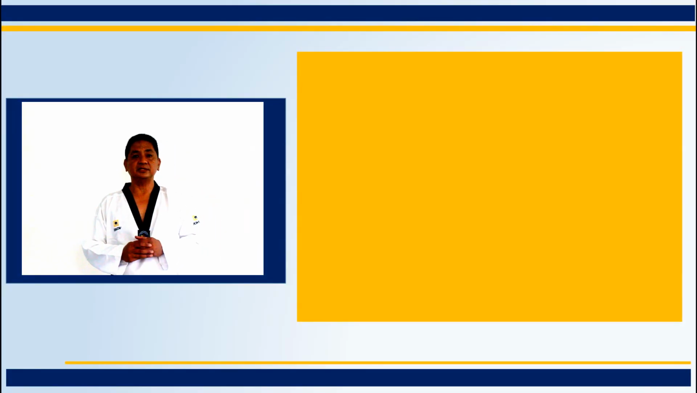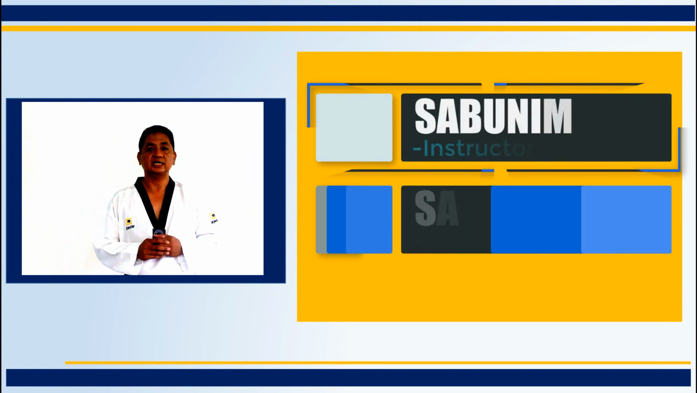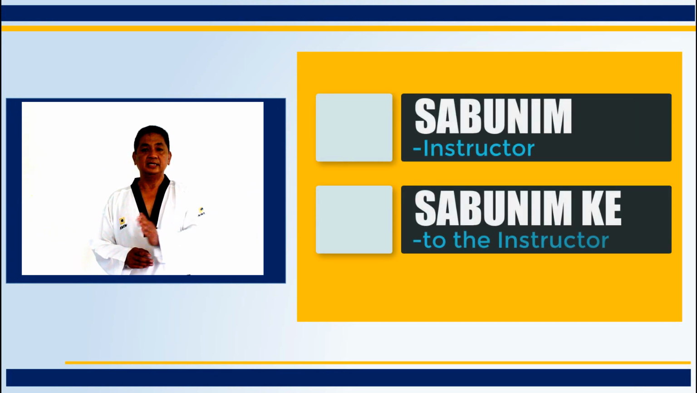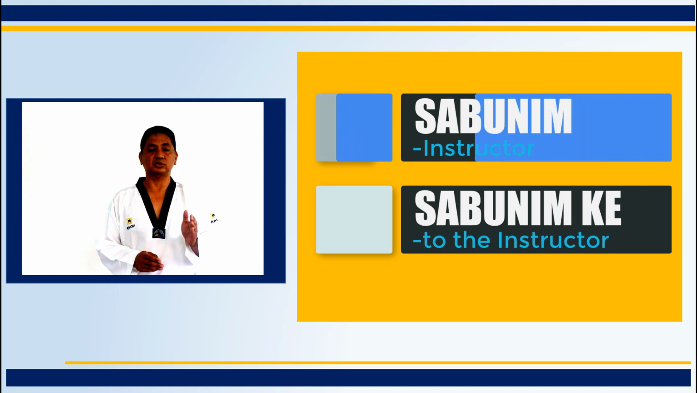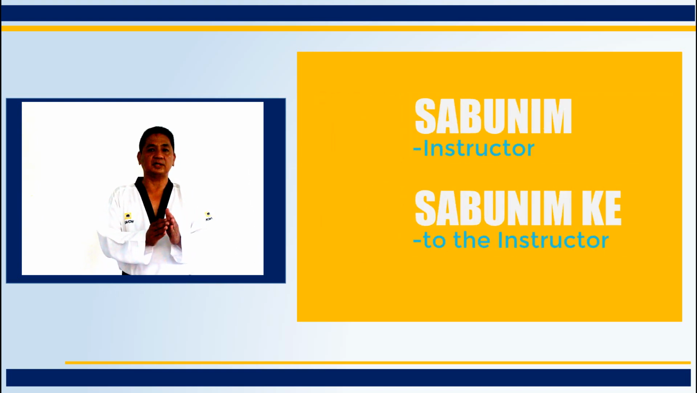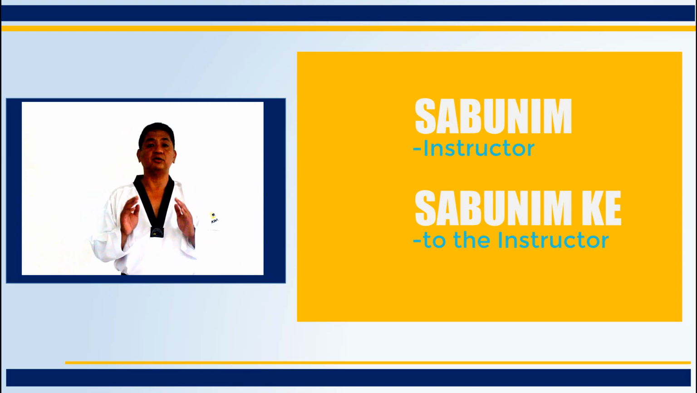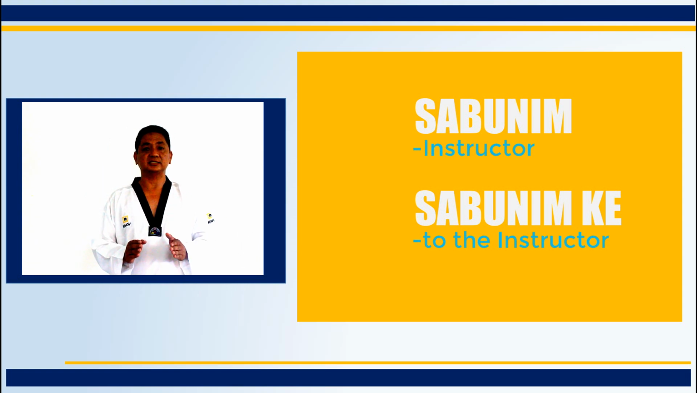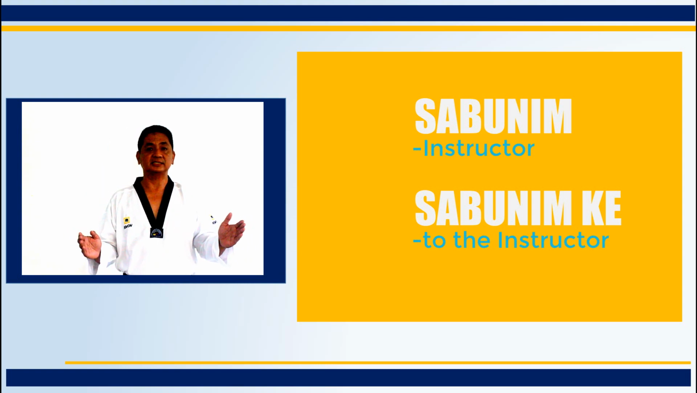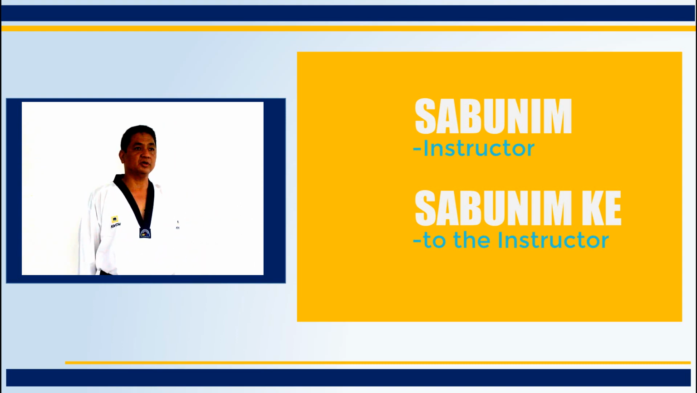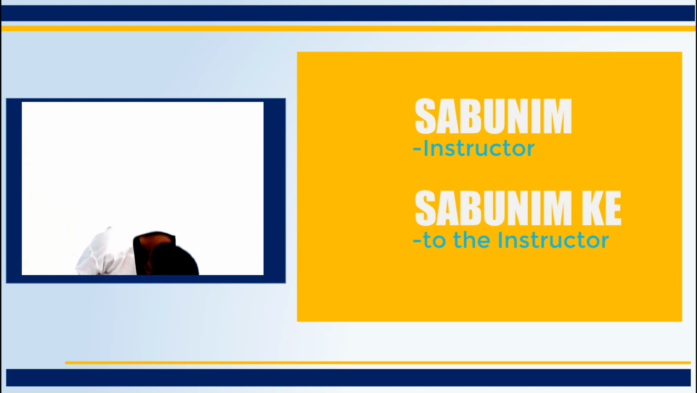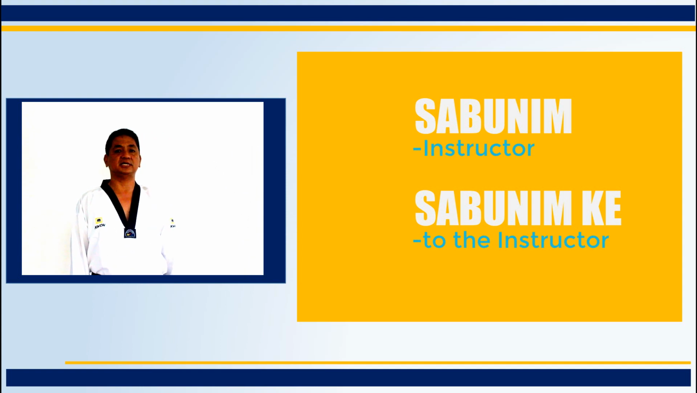The next Korean terminology that I'm going to teach you is sabunim and sabunimke. Now, the word sabunimke means to our instructor. Okay? Sabunim is the instructor, sabunimke is to our instructor. We are going to use that command at the start of the class. For example, I'm having a class and I'm the leader. I'm going to command chariot, to our instructor, sabunimke kyungre.